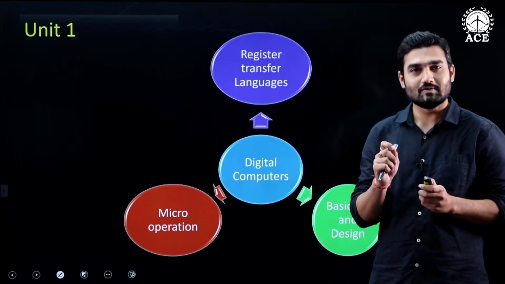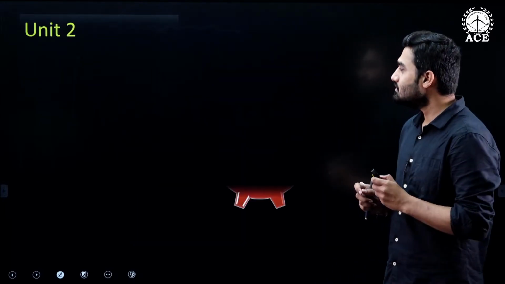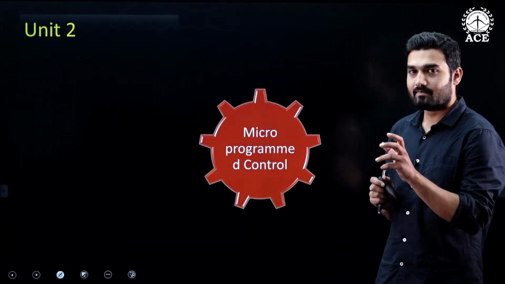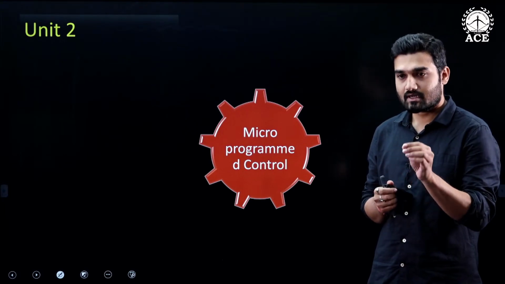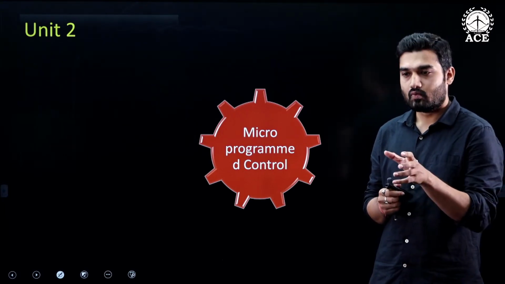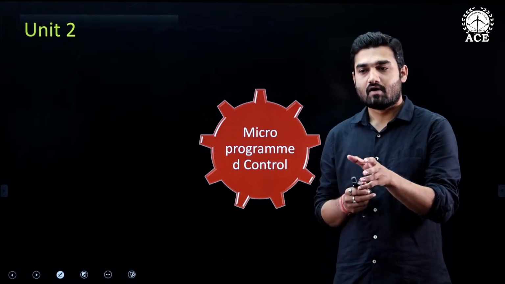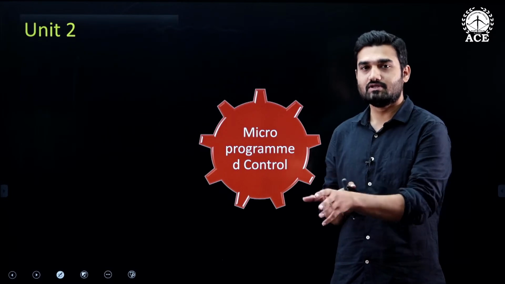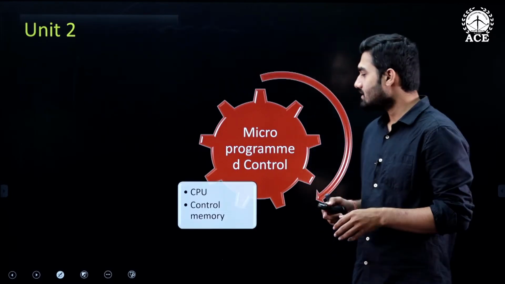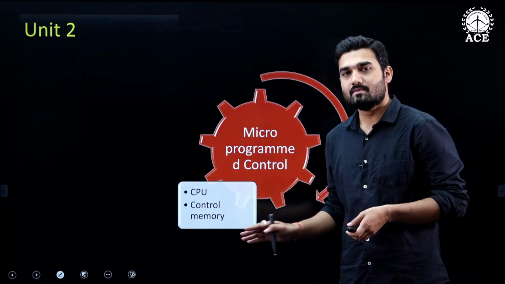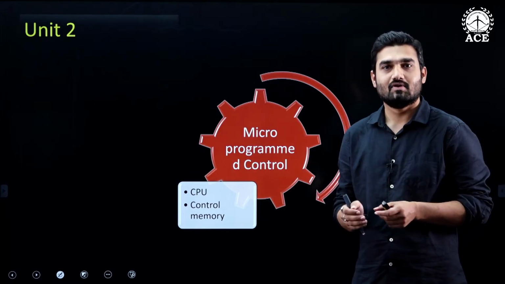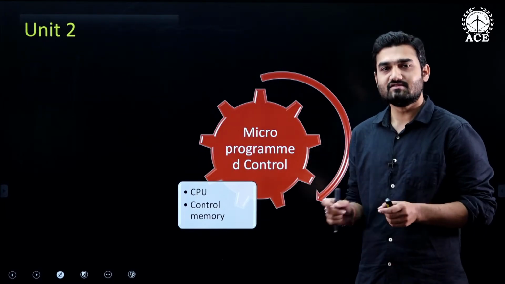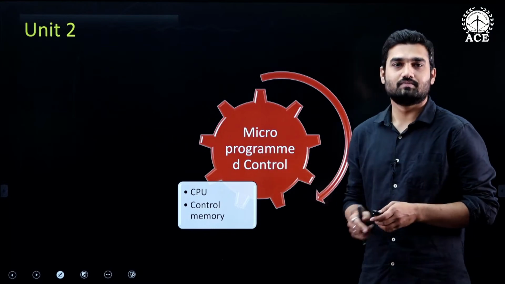Now let us see Unit 2. In Unit 2, it's all about your micro program, that is nothing but your control unit. We will see about the addressing modes and the instruction formats. So about CPU, about control memory, how to design your ALU, how to design the control unit, these things we are going to look after in Unit 2.